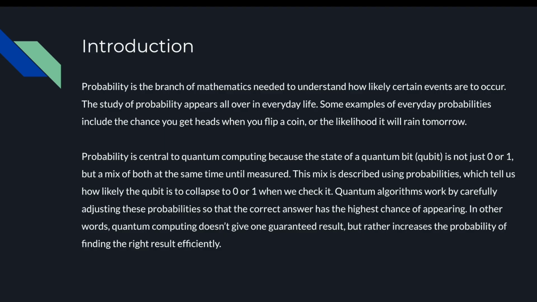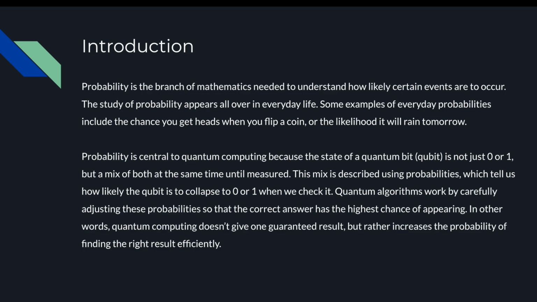And it's really important in quantum computing too, because the state of a quantum bit, which is called a qubit, is not just 0 or 1, but a mix of both at the same time. We'll talk about this in lecture number 3, where we describe the Schrodinger's cat experiment. This mix is described using probabilities, and it tells us how likely the qubit is to collapse to 0 or 1 when we check it.